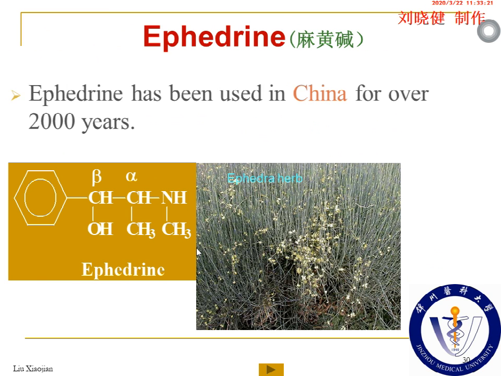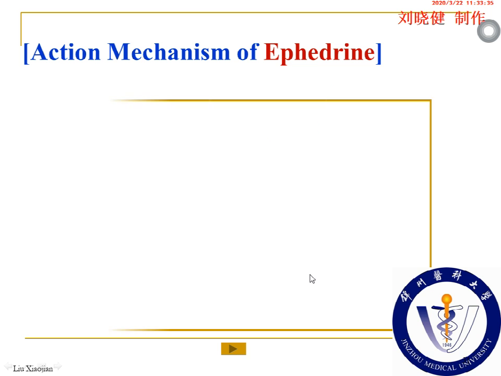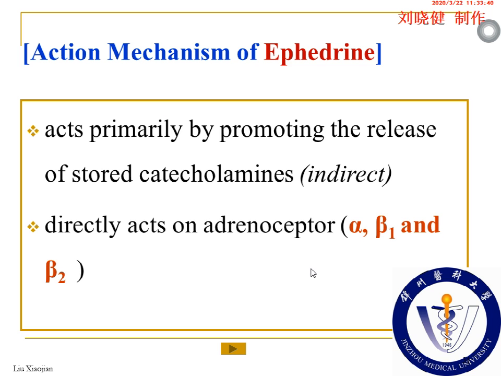Next agent is ephedrine. Actually, in our China, ephedrine has been used for almost 2,000 years. This is the ephedrine herb. Its action mechanism is relatively complicated. Actually, it is a non-catecholamine, remember? Non-catecholamines have a relatively longer half-life, because the mechanism of action of this drug is that it acts primarily by promoting the release of stored catecholamines.